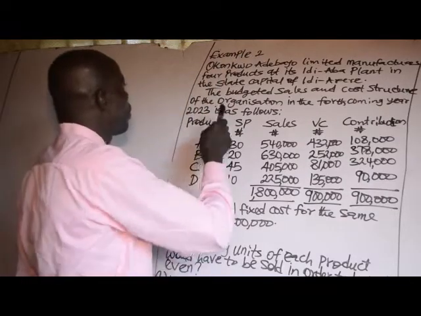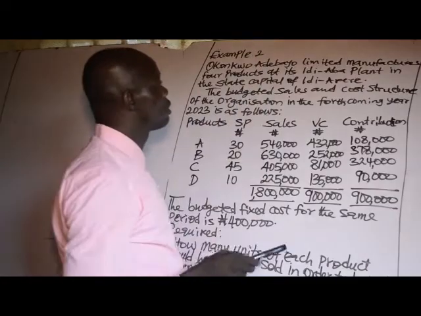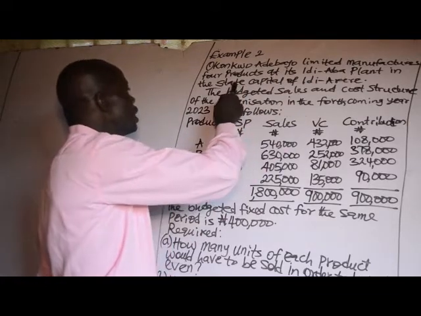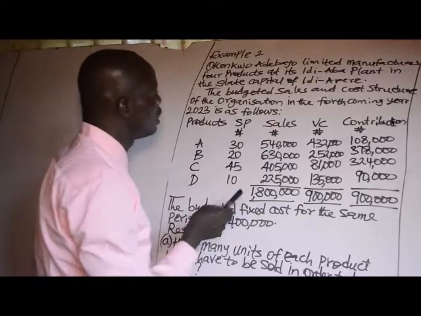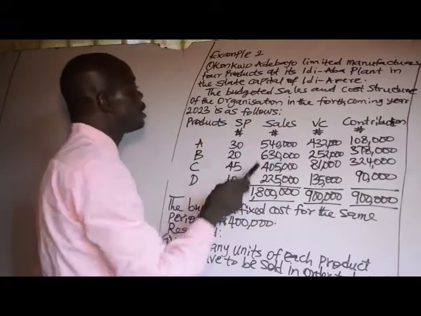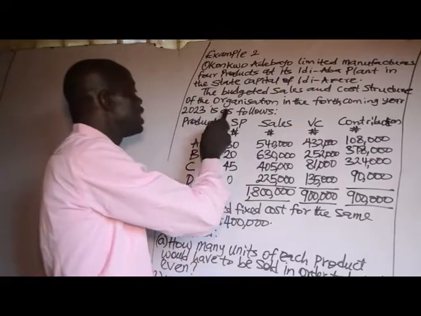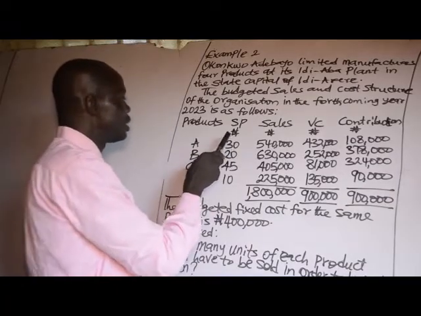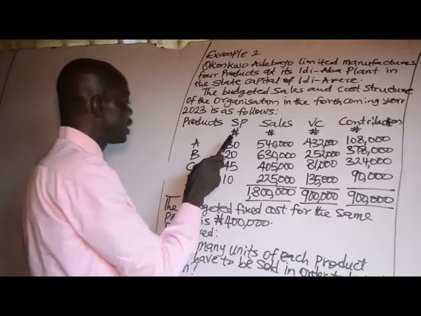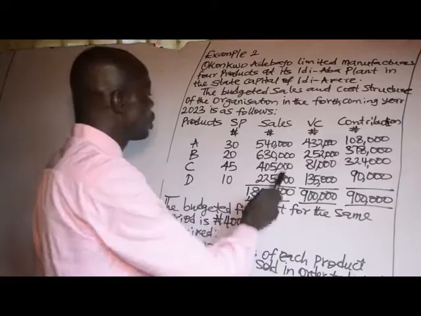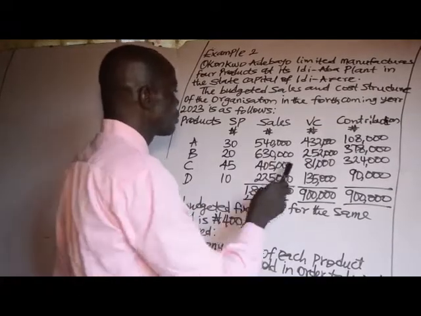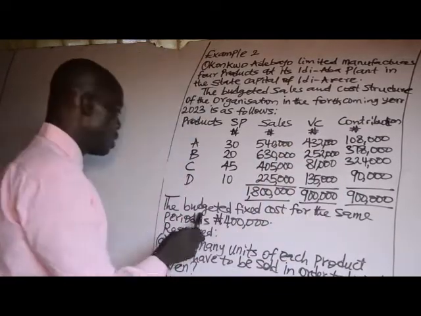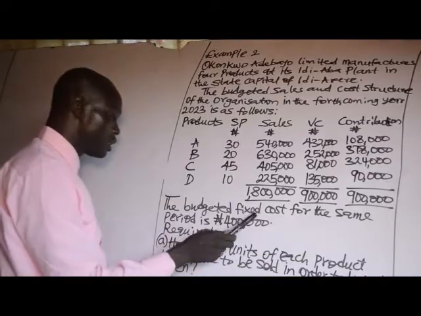Example 2. Okonkwo Adebayo Limited manufactures 4 products at its Idiaba plant in the state capital of Idiare. The budgeted sales and cost structure of the organization in the forthcoming year 2023 is as follows. You have the products A, B, C, and D. The selling price for A, B, C, and D is 30, 20, 45, and 10 respectively. And the total sales revenue is as given. Then the variable cost is equally given, and you are given the total contribution. The budgeted fixed cost for the same period is 400,000 naira.